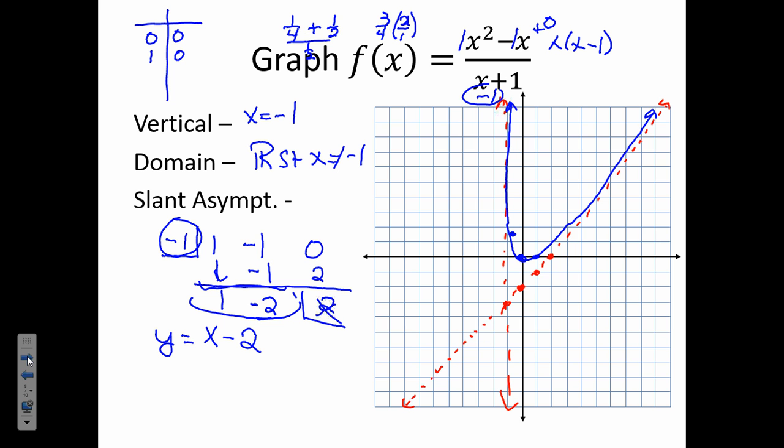And what's another good number to try? Negative 2. We're going to see what happens over here. When we plug negative 2 in, negative 2 squared minus negative 2 and negative 2 plus 1. So 6 over negative 1 is going to get me negative 6. 2 back, 6 down.